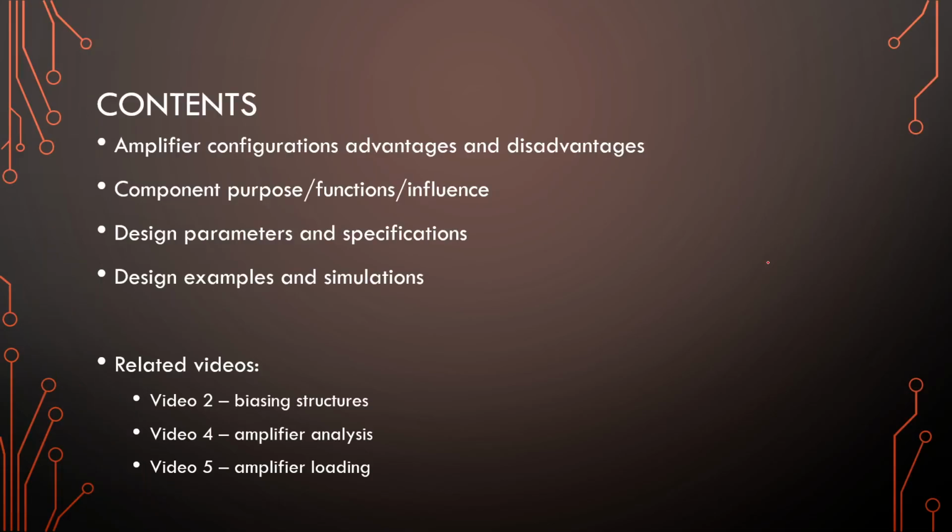In today's video we're going to look at the two amplifier configurations, the advantages and disadvantages of each, then the components in the common emitter and what each component's purpose, function or influence might be, then some typical design parameters or specifications that you might encounter, and then we are going to do 3 examples with simulations afterwards to show that the amplifier is actually working.